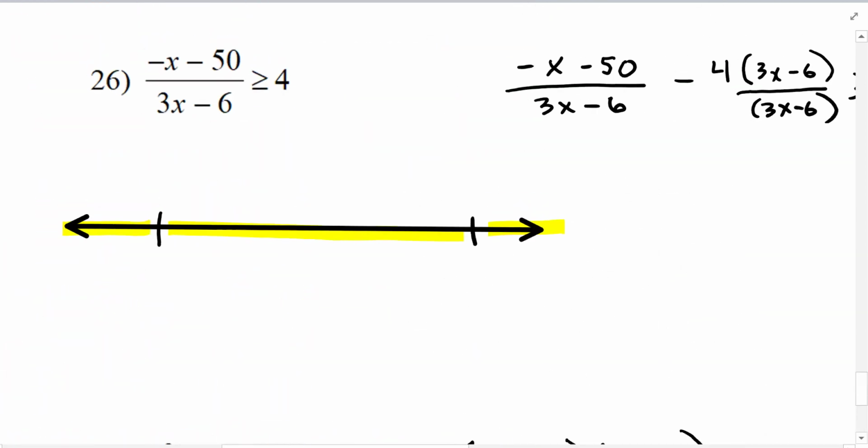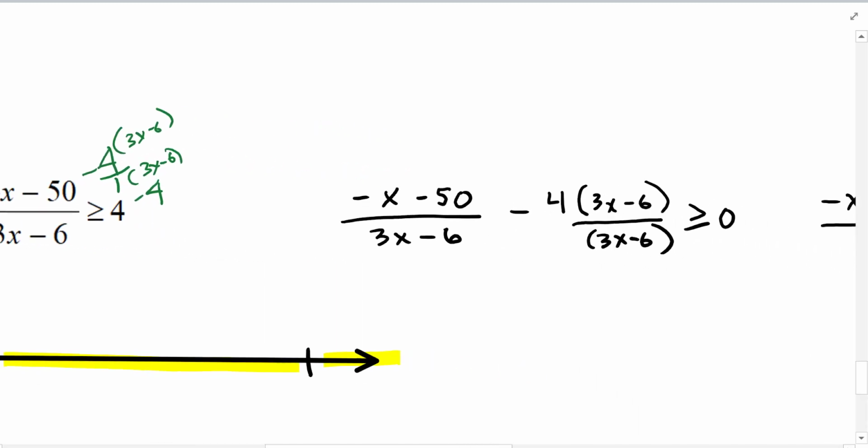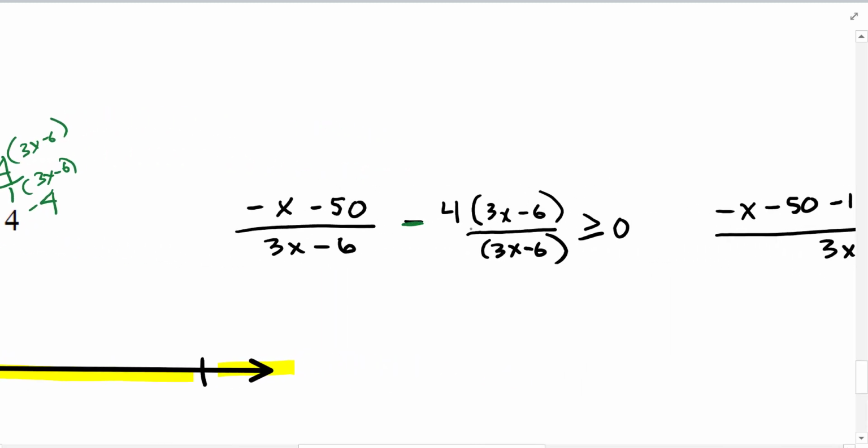Now the other one that I'm going to have you do is a little bit more complex. So we have -x subtract 50 over 3x subtract 6 greater than or equal to 4. Well, we want this side to be 0, so we're going to have to subtract 4. And when we subtract 4, it will have 1 in the denominator, so we're going to have to multiply top and bottom by 3x minus 6. Which is what I did right here.